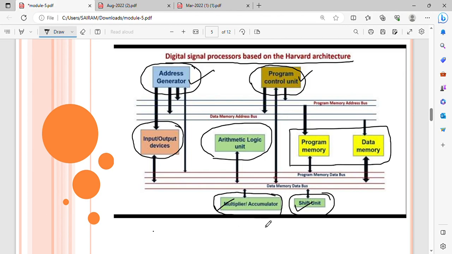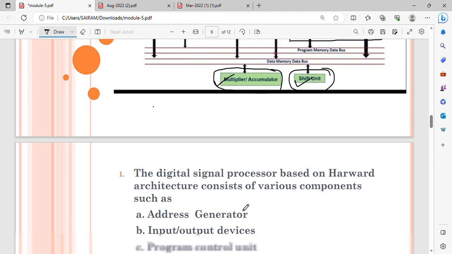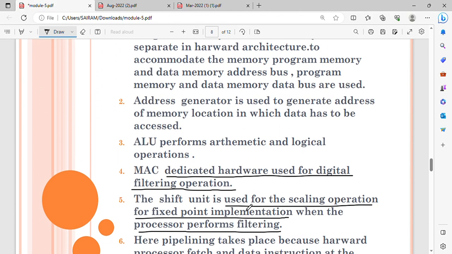And here it is the multiplier and accumulator. I told you what is multiplier and accumulator. It has a dedicated hardware, see here I have written, it's a dedicated hardware used for digital filtering operation. So it's a dedicated hardware which is used for digital filtering operation.